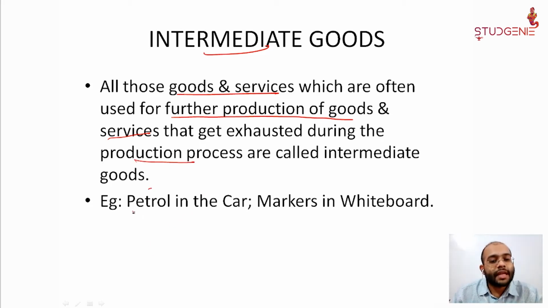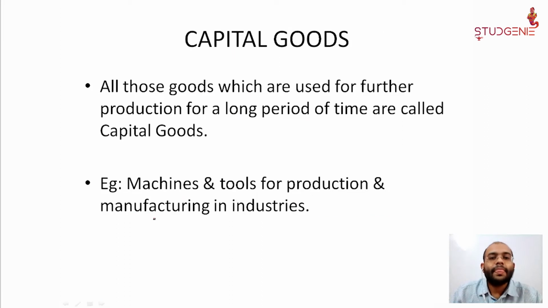So what are some of the examples? Petrol in the car can also be an example of intermediate goods. And also markers, those that are utilized for teaching purposes on whiteboards, they can also be called your intermediate goods.